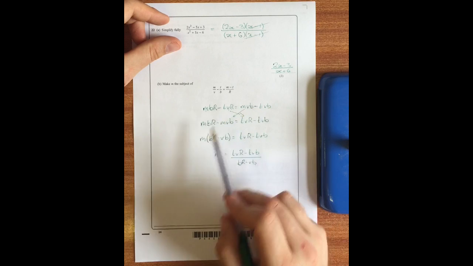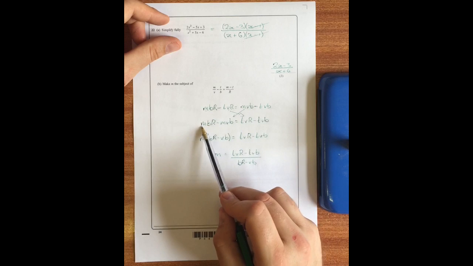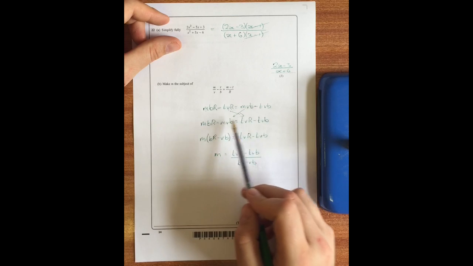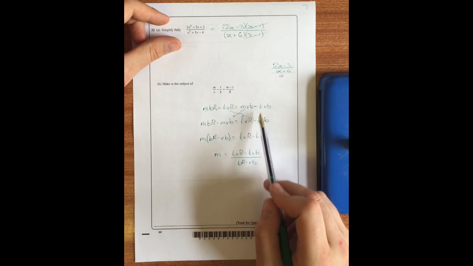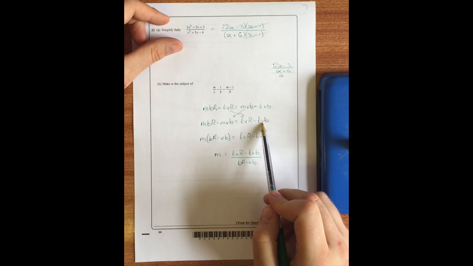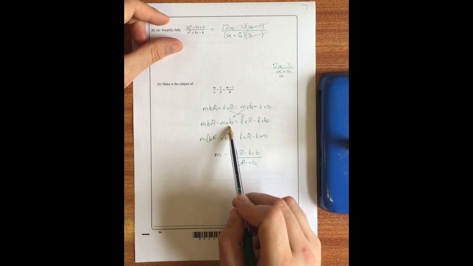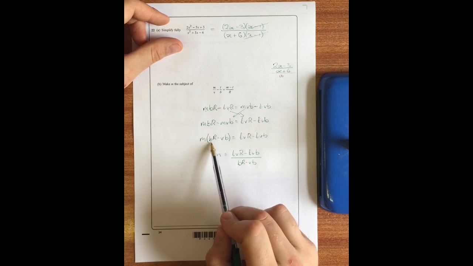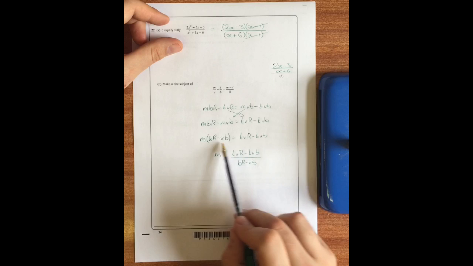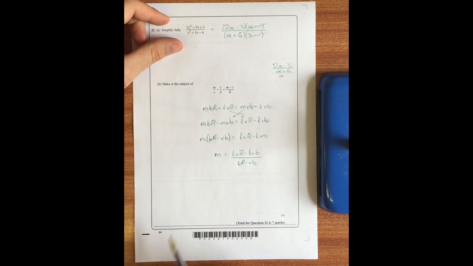If we get the m's on the same side, we get mbr minus the mvb. And on this side, this will become positive because it's a negative here. So it'll be tvr minus the tvb that was already there. The trick then is to factorise this to take m out. So we want m on its own. So m brackets br minus vb equals that. And then we can just take that underneath and divide. So m is that divided by that.